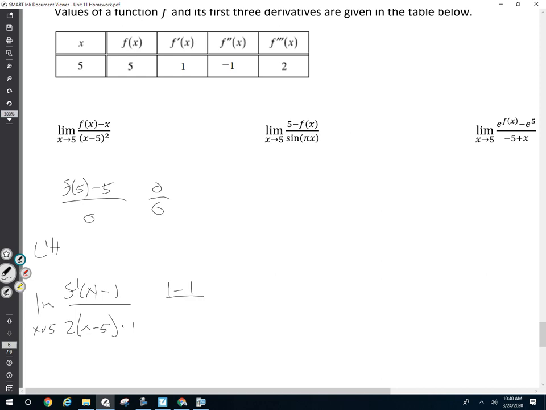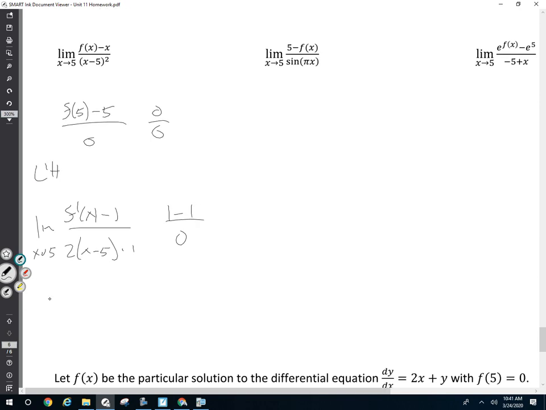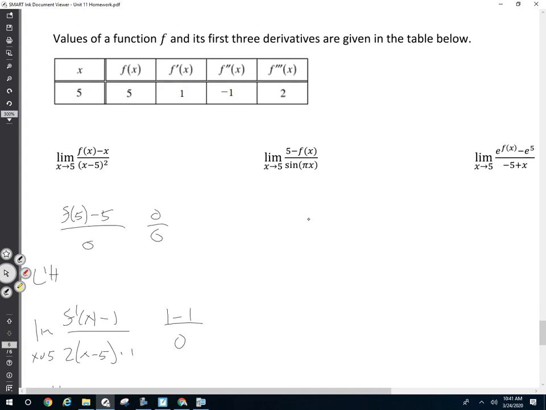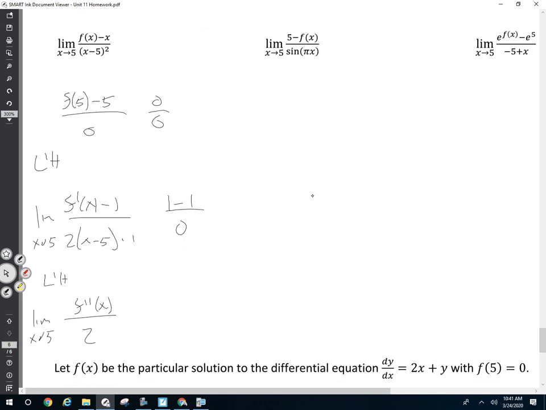Uh-oh. Plug in 5, I get 1 minus 1, which is 0 again. Got to use L'Hopital's rule again. You'll see these types of problems, these are more common problems that you're going to see on the AP exam. If I take the derivative again, I get f double prime of x. The derivative of 1 is 0. I just get 2. f double prime at 5 is negative 1.